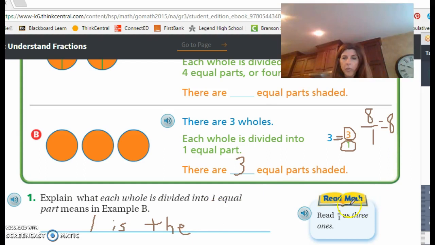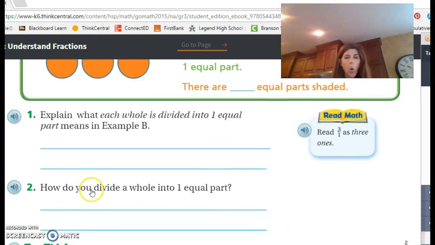As denominators. So when we read this, take a look at it, we just read it 3 over 1 as 3 ones. This would be 3 ones. So you can also say it's 3 over 1. You don't say 3 firsts, these are just 3 ones. That's how you would read that.